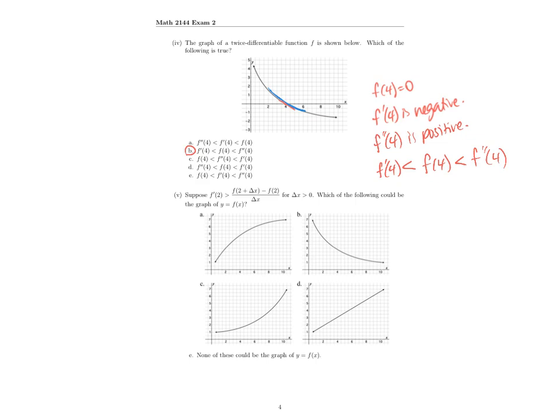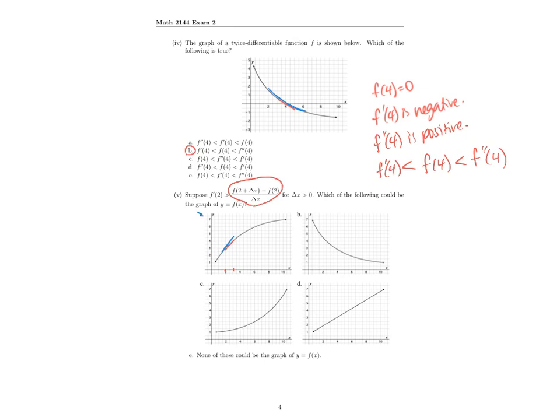Okay, next. Suppose that thing is true. F prime of 2 is greater than. Now what is this thing? This is the slope of a secant line. So it's like starting at 2, scooching over by delta x, and measuring that slope. Okay, so let's see. At 2, here's the slope of a secant line. And then the tangent line is that on top.